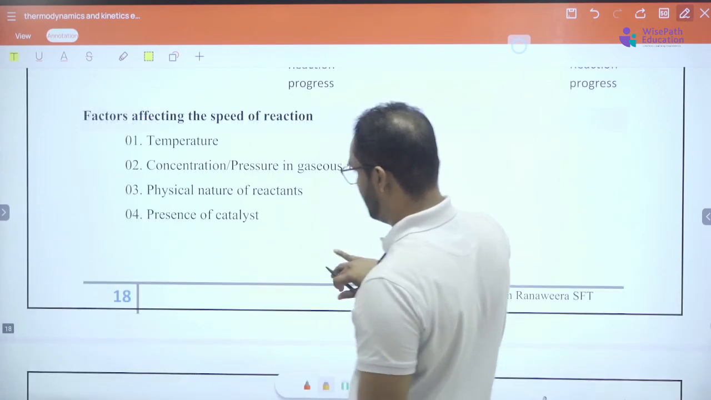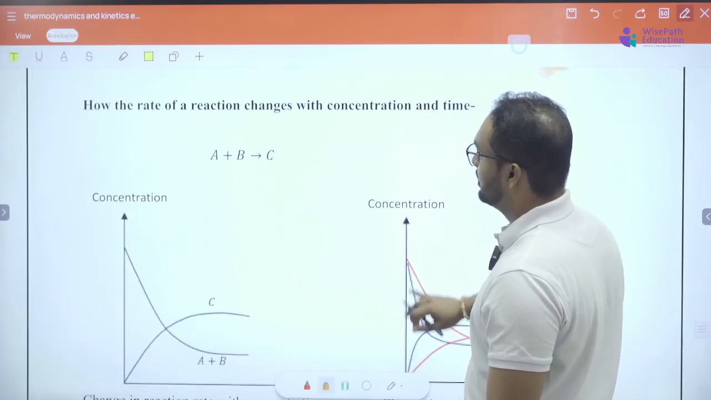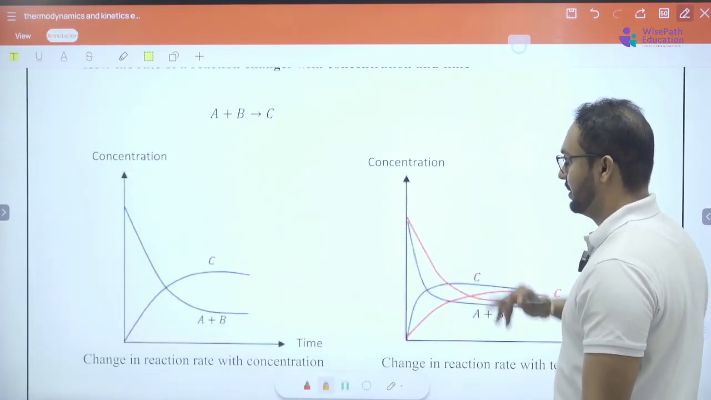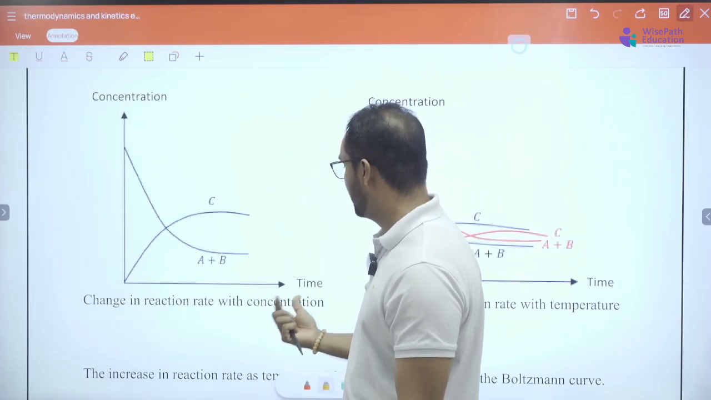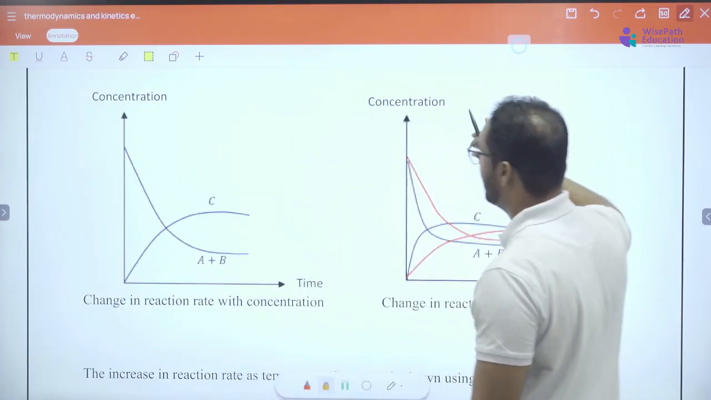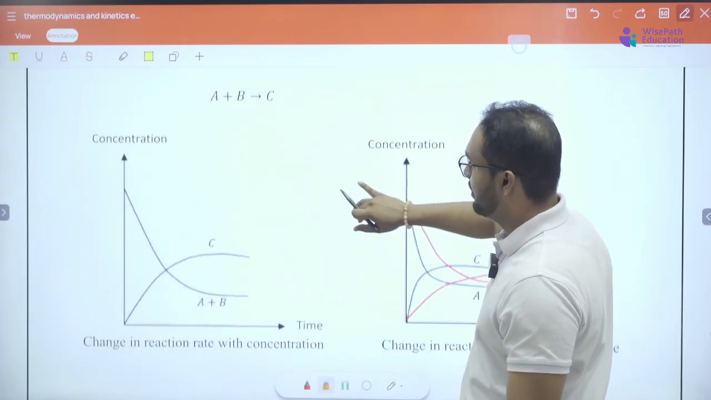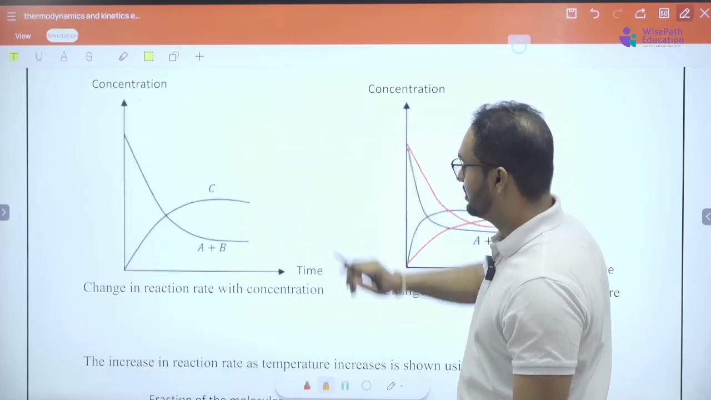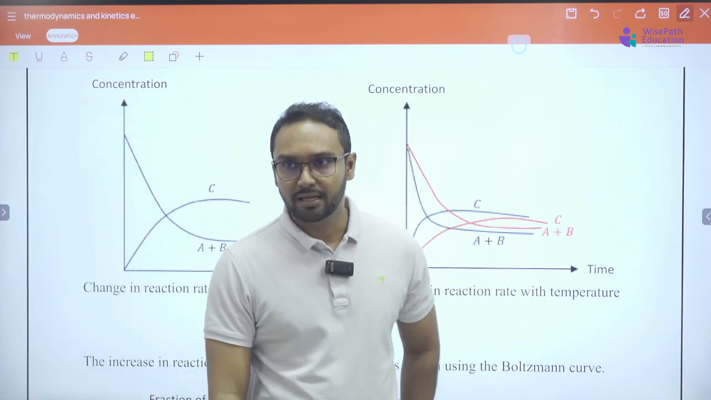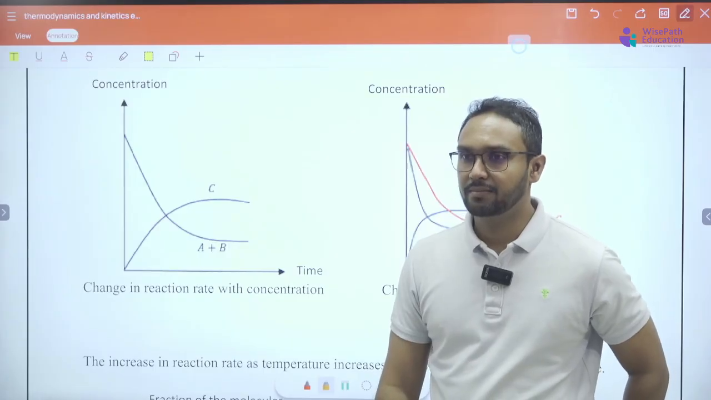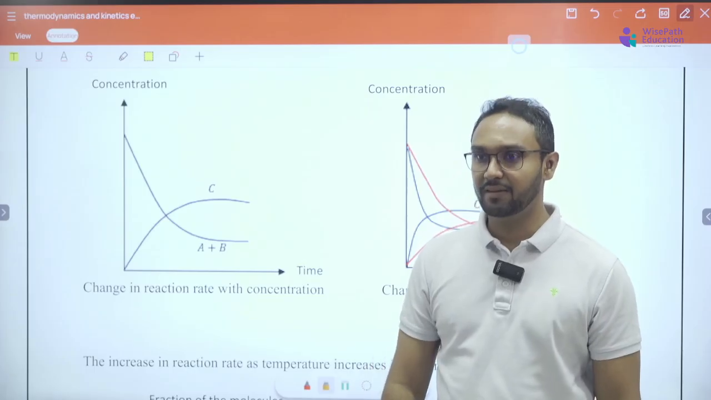So come to this temperature graph, right? So how the rate of reaction change with the concentration and time, right? So this is how it usually change, concentration and time. So let's say the reaction is A plus B producing C, right? And this is how the concentration is changing with the time. It's not a straight line. That is one of the main things you should understand. It's a curve, which means the rate of reaction is not a constant value.